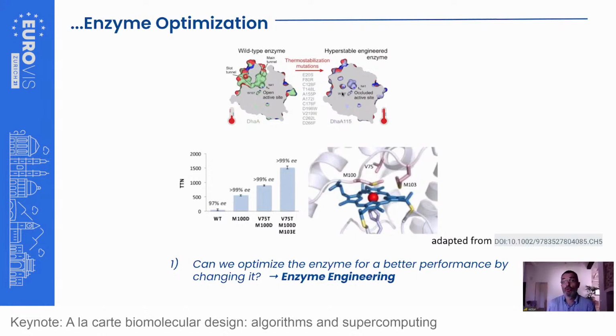And now it's an enzyme that can work at higher temperatures and will most likely produce more processes, more enzymatic cycles, and will be better for industrial technology, for example.